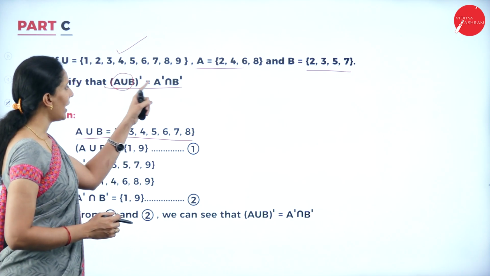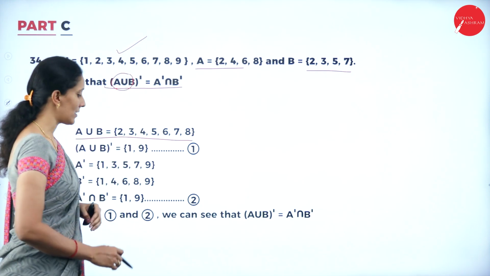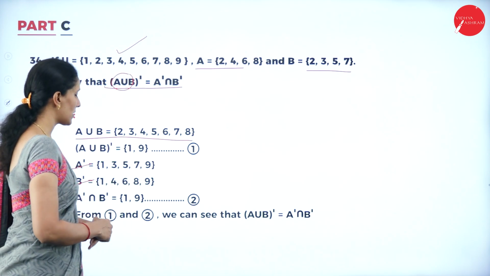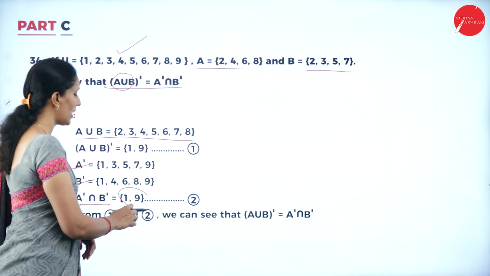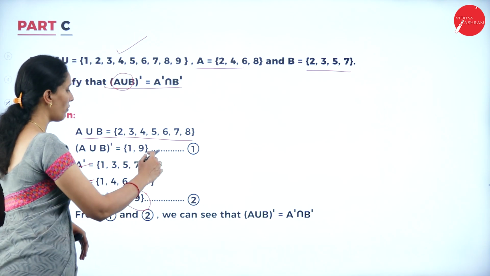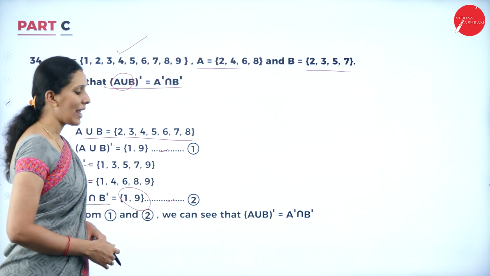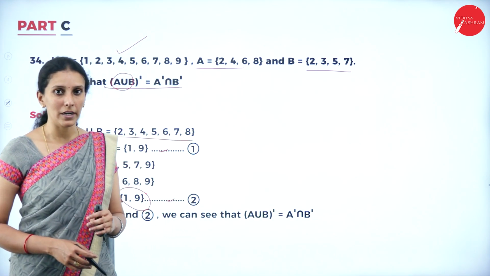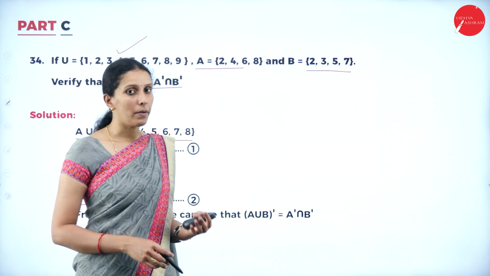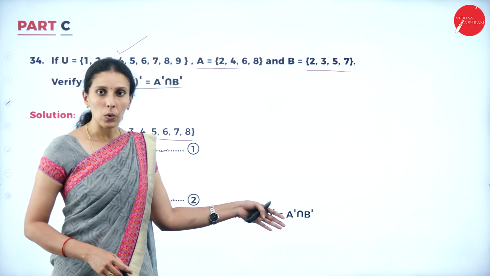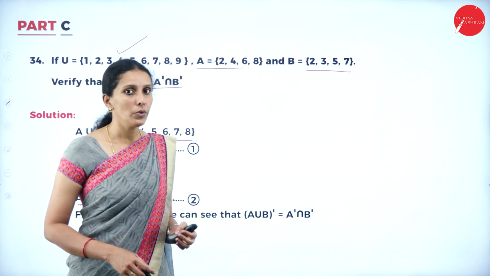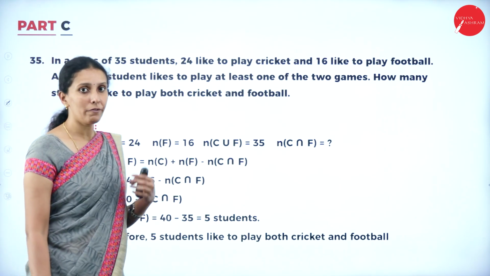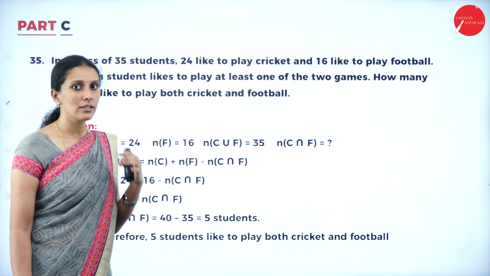Next, we find out A dash and B dash, then we will intersect. A dash is 1, 3, 5, 7, 9, B dash is 1, 4, 6, 8, 9. When you intersect, you will get the result as 1, 9. So, from equation 1 and 2, we can see that (A union B) whole dash is A dash intersection B dash. Similarly, the other statement, (A intersection B) whole dash is equal to A dash union B dash, can also be asked.